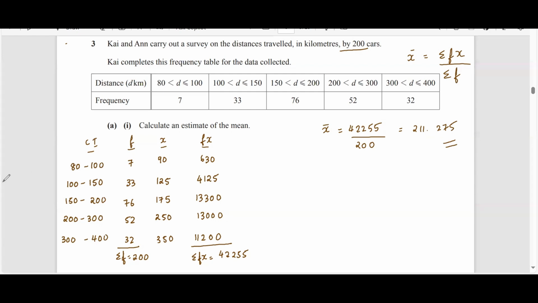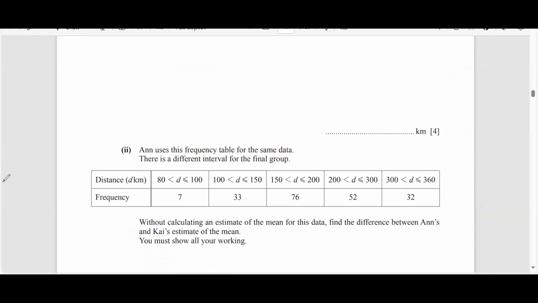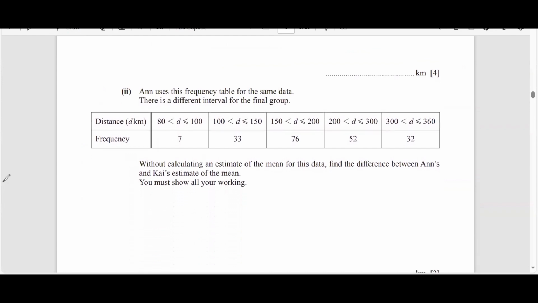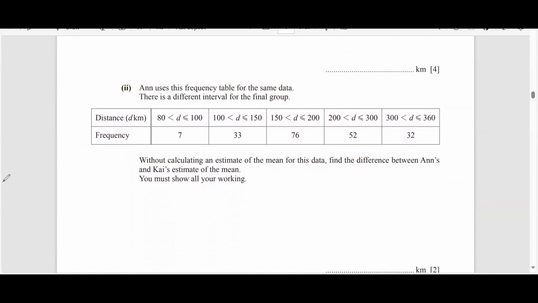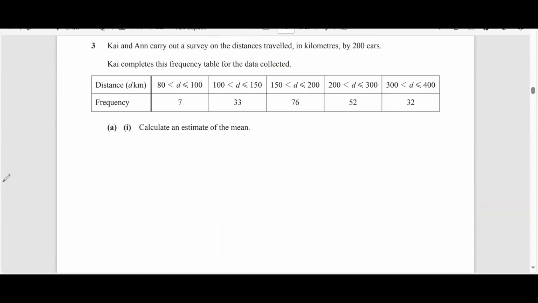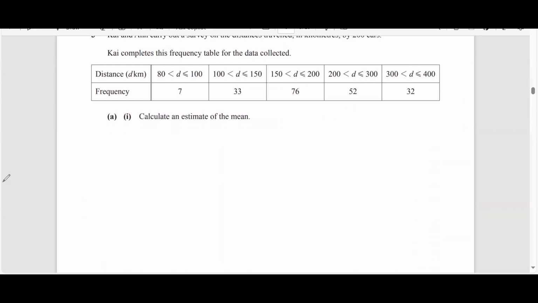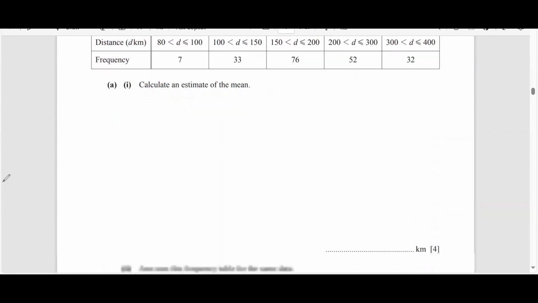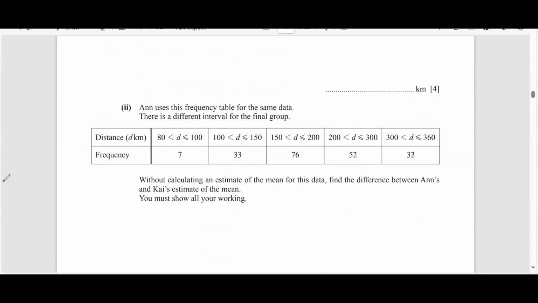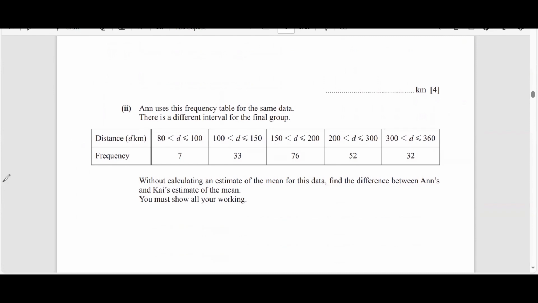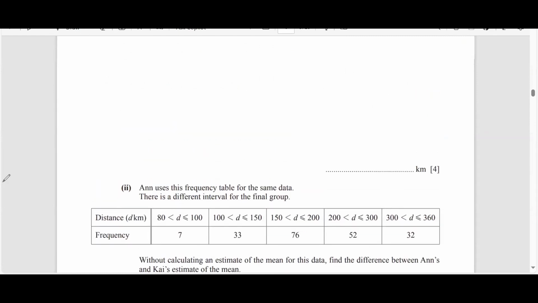It was a 4-mark question. Now, Anne uses this frequency table for the same data. There is a different interval for the final group. All the other intervals were just the same. The only difference is in the final interval. For Kai, the final interval was 300 to 400, whereas for Anne it was 300 to 360. Without calculating an estimate of the mean for this data, find the difference between Anne's and Kai's estimate of the mean. You must show all your working.